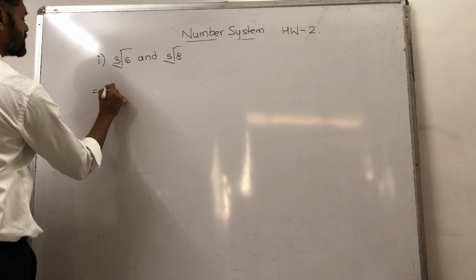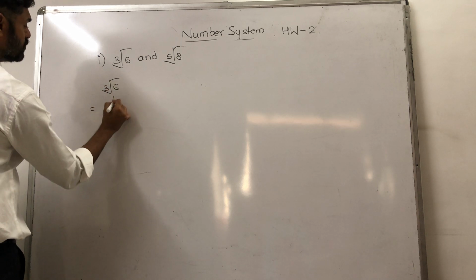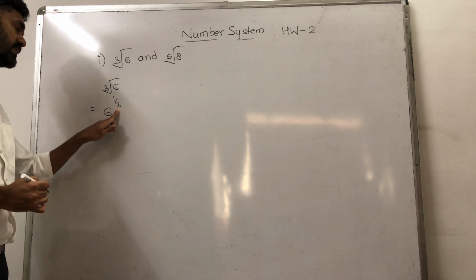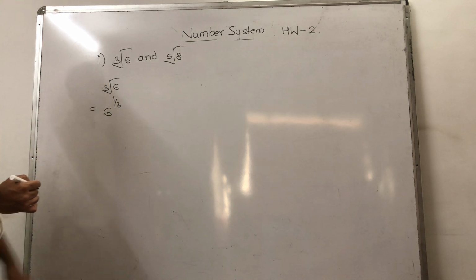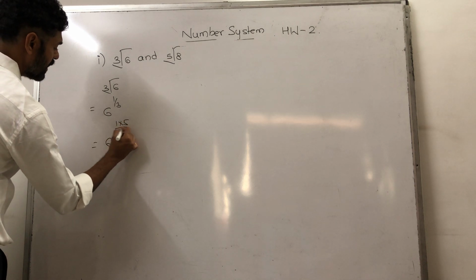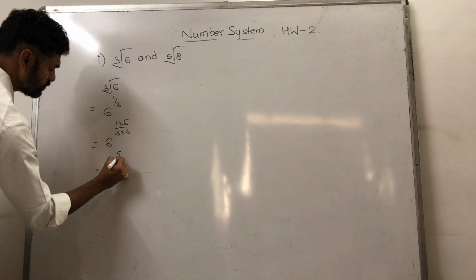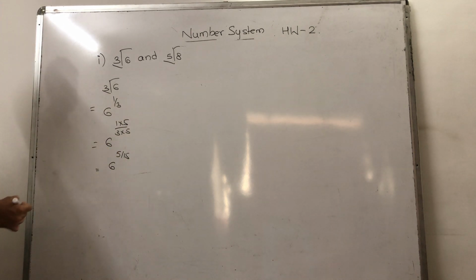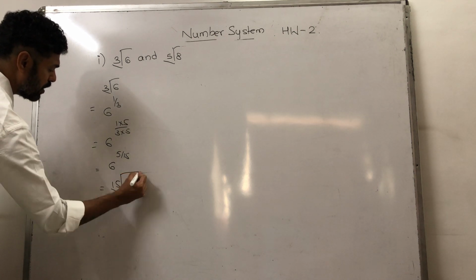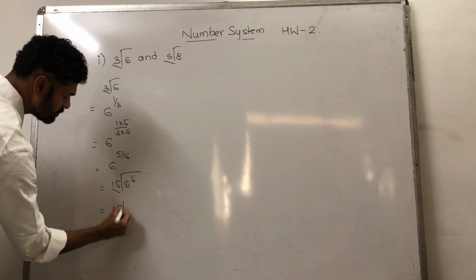Now cube root of 6 can be written as 6 raised to 1 by 3. You want to make the order 15. What will you multiply with 3 to make it 15? 5. So you multiply 5 to the numerator and 5 to the denominator. So this is 6 raised to 5 by 15. So we could write this as 15th root of 6 raised to 5. Now what is 6 raised to 5?